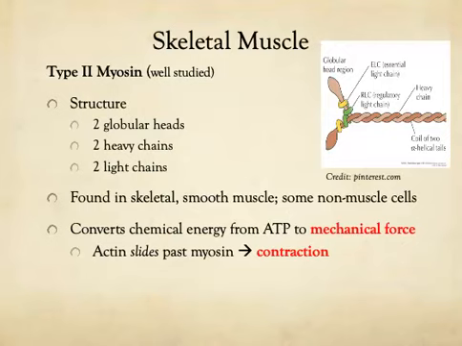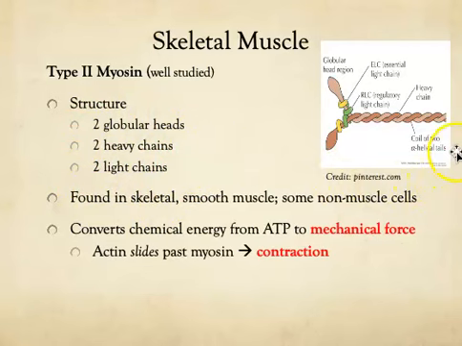Type 2 myosin is one of the most heavily studied proteins that there is. We know an awful lot about what it looks like structurally and how it functions. It has two globular head structures associated with it, two heavy chains, and two what are called light chains. We've seen this type of language before associated with motor proteins.